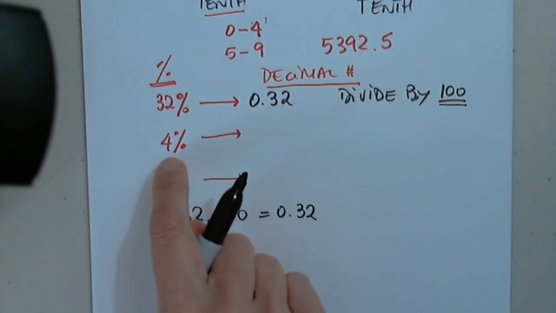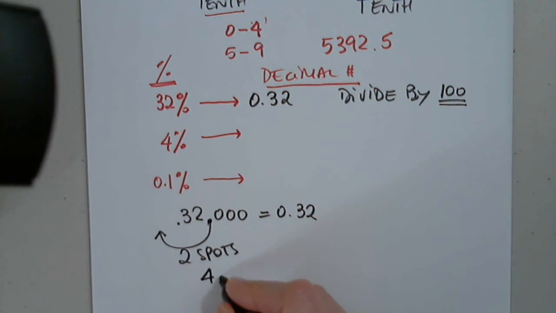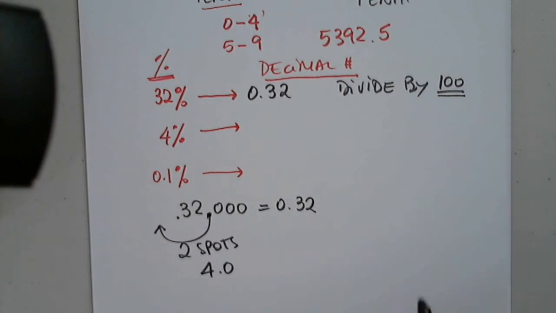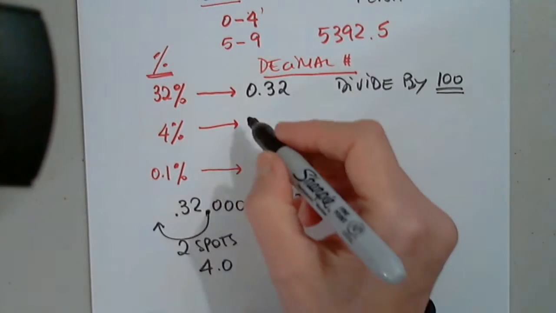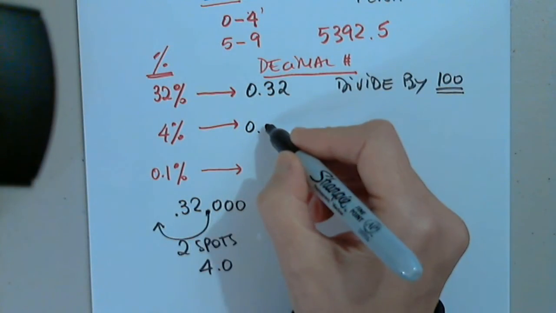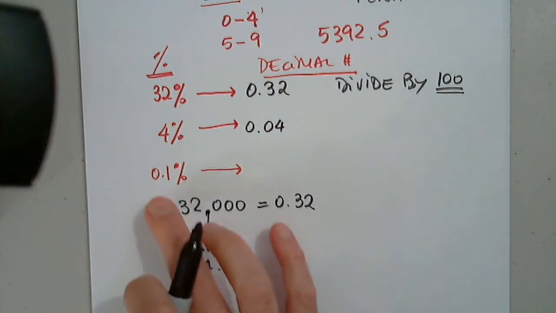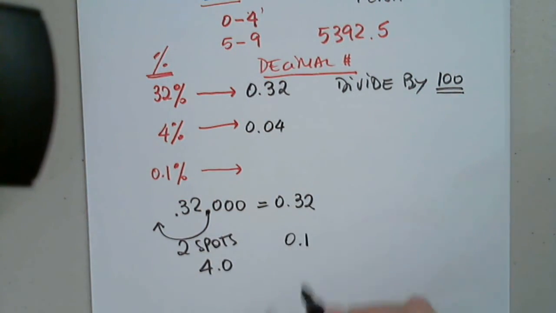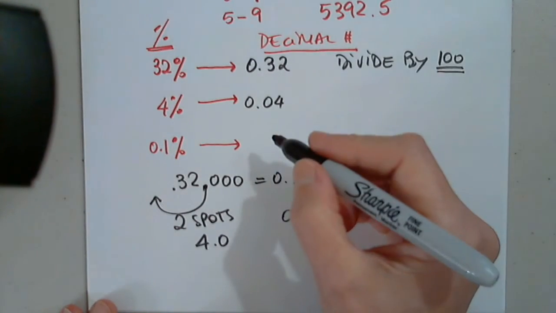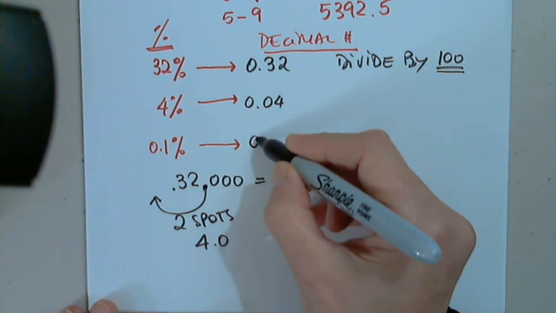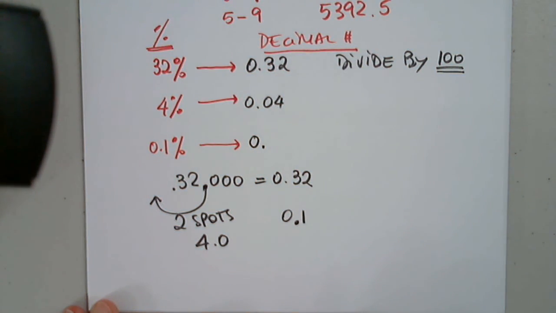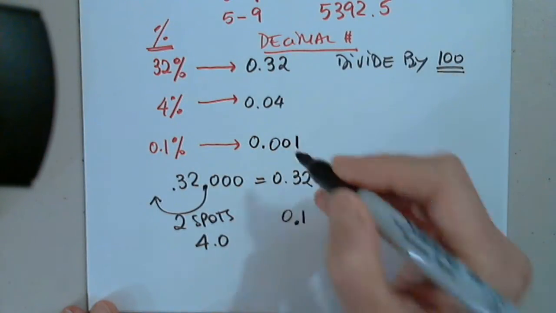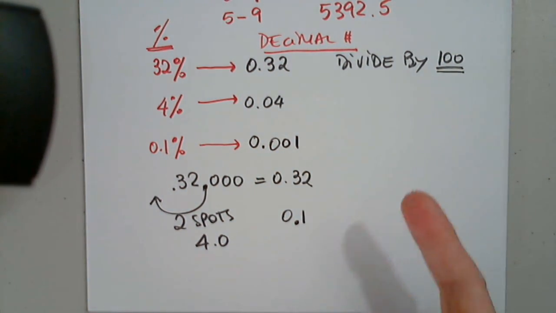What about here? Knowing that this is 4.0. And we are dividing by 100. You would still move it left 2 spots, but there'd be a 0. It'd be 0.04. That's it. Same thing here. Careful. We have 0.1. So we are moving the decimal point still 2 to the left. Same thing. 0.001. Excellent.